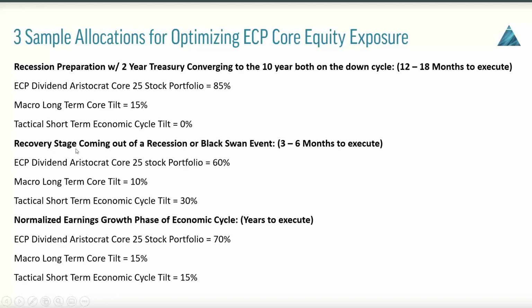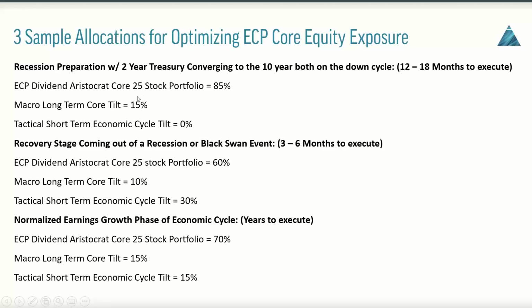So when we're looking at the recovery stage, right, coming out of a recession or a black swan event, we really want to take down some of that defensive stance. So we bring that from 85 down to 60%. So that's a 25% decline. So we're going to pull that full 25% and we're going to put it right into the tactical short-term economic cycle tilt. And then we're going to take 5% from the macro long-term tilt. You can see that it goes from 15 to 10. And we're going to put that extra 5 in here for a total of a 30% tactical short-term economic cycle tilt. So why do we do that, right?